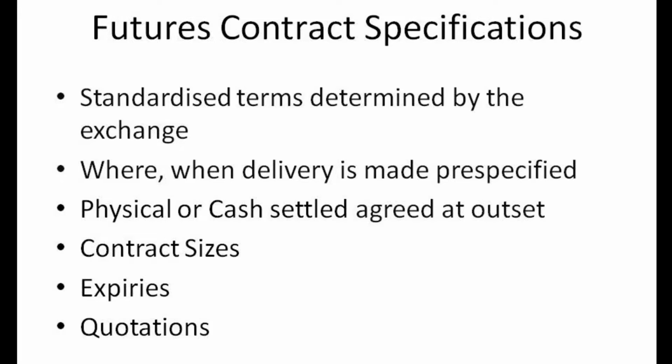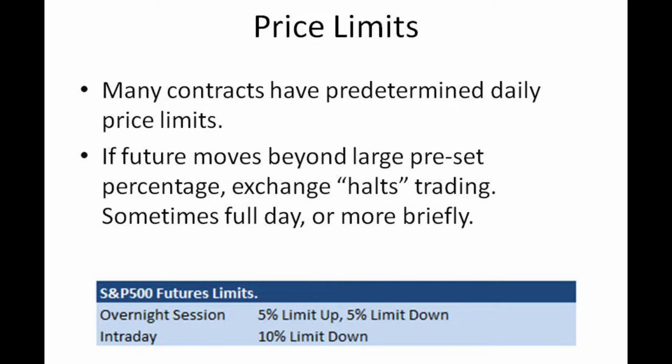So that even relates to things like the multiplier on the contract, which is explained in your textbook, and the minimum tick size. So how much the minimum rise and fall on a contract can be will all be specified in the futures contract. There'll be things in there like price limits. So many contracts have predetermined daily price limits. And what that means is a limit as to how much that contract is allowed to move before the exchange halts trading or closes trading for a day.